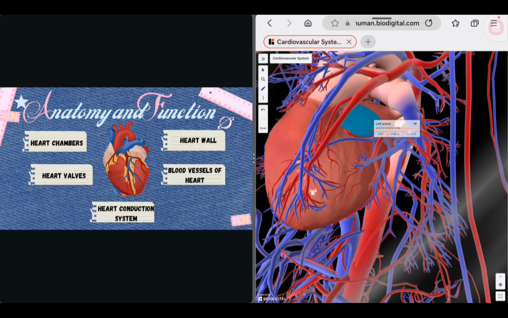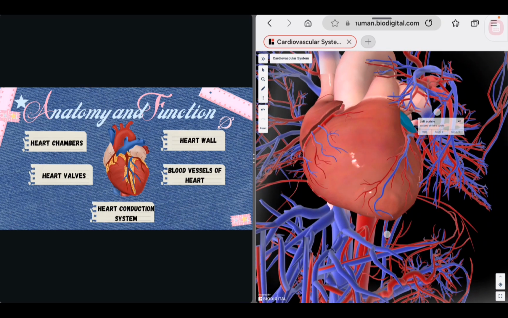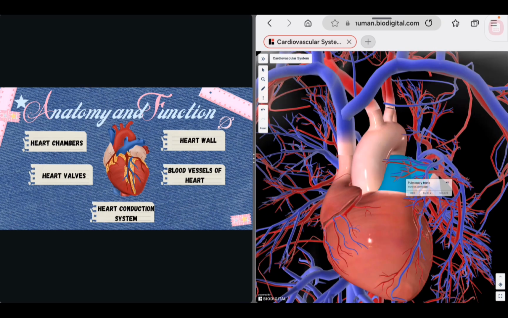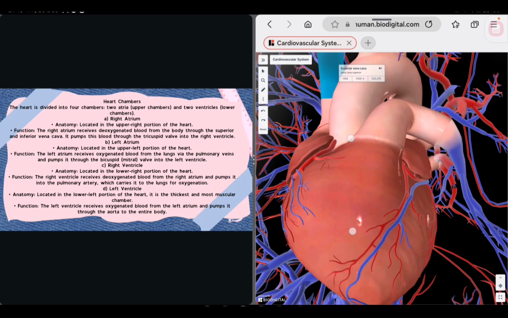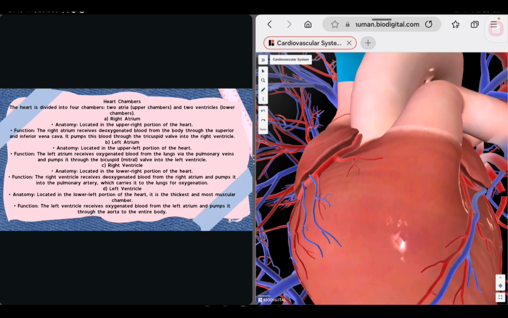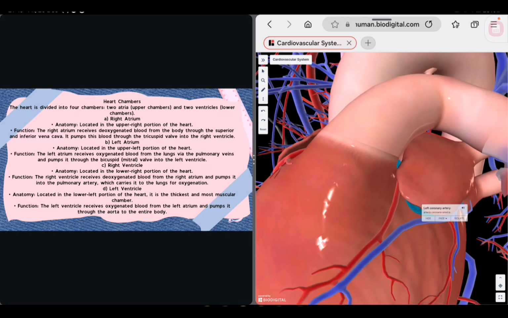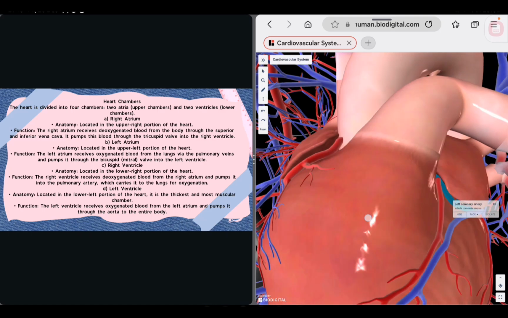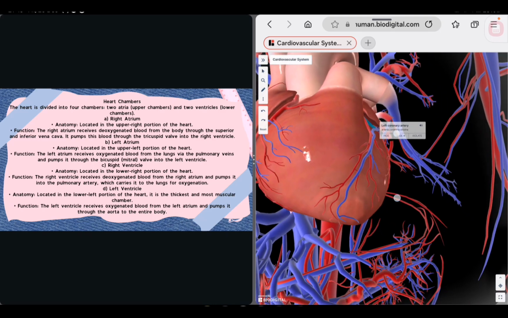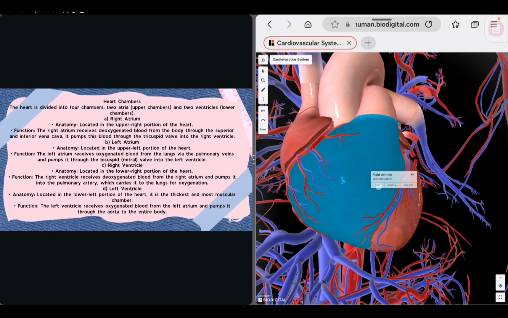For the blood vessels, it consists of the 3 great vessels, which are pulmonary trunk, aorta, and the superior vena cava. Our heart also consists of this RCA, which is right coronary artery, and LCA, left coronary artery. Let's see what is inside of this chamber.